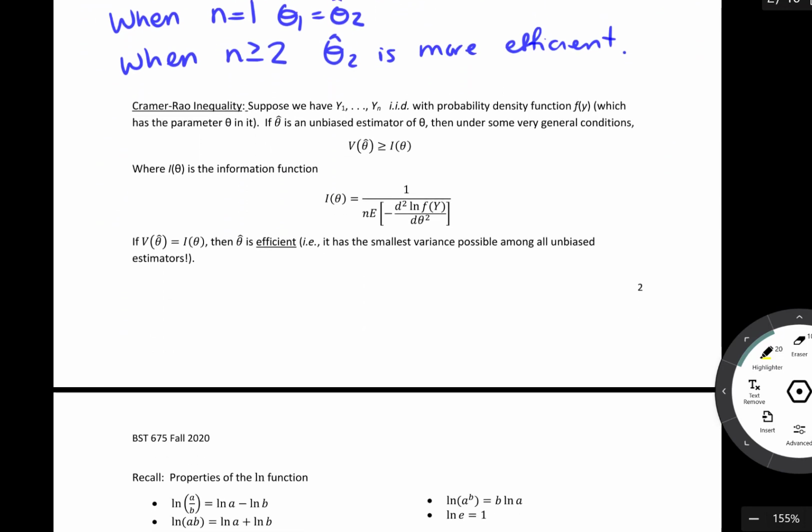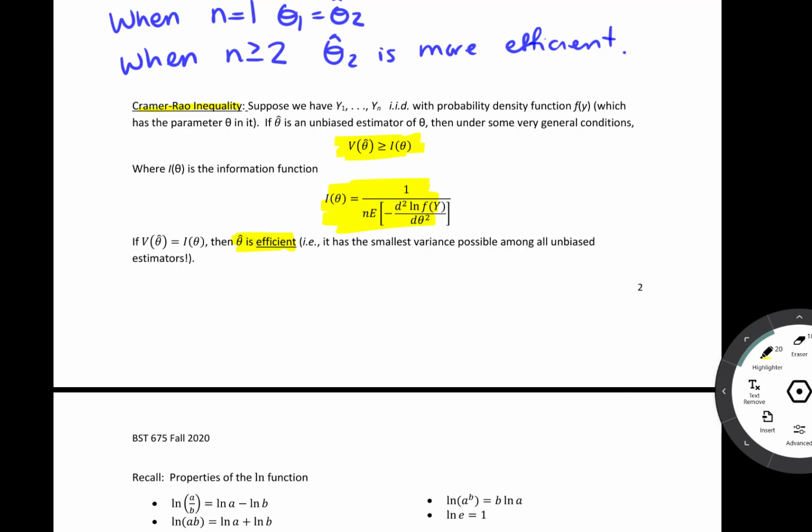Next, we're going to look at what is called the Rao Inequality. So suppose that we have y1 through yn, iid, with probability density function f of y, which has the parameter theta in it. If theta hat is an unbiased estimator of theta, under some very general conditions, we can show that the variance of theta hat is greater than or equal to what's called the information function, and the information function is defined here. So if the variance of theta hat is equal to the information function evaluated at theta, then we automatically know that theta hat is what we call efficient. In other words, it's going to have the smallest possible variance among all unbiased estimators.